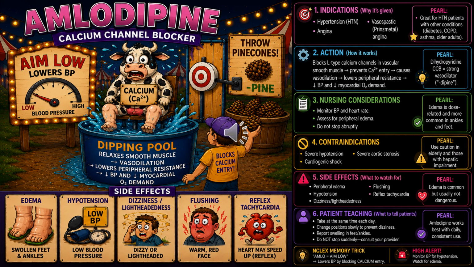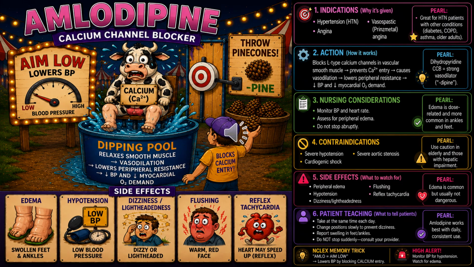What's angina again? Angina is our chest pain, specifically related to our heart, that occurs when our heart demands more oxygen than it's getting, and it's telling you, ouch, I can't keep up. For amlodipine, I've got a picture here of a cow because calcium is very commonly seen as a cow. I've got him in a dipping pool, one of those where if you hit the target, he falls into the pool. Kind of like at a circus.